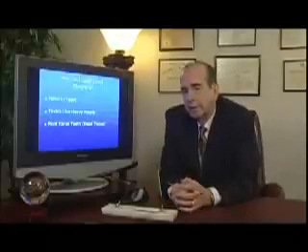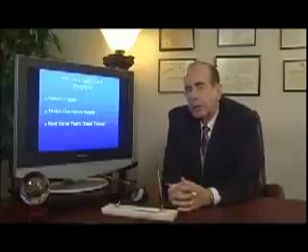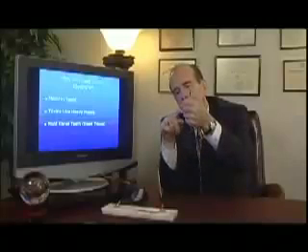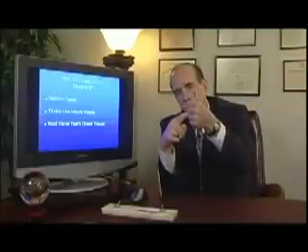So far we've discussed putting electrons into the body. We've discussed, can you store them? And now the question is, okay, if I put electrons into the body and I have good storage, how come my voltage is low? Well, it can be because your body is leaking electrons. Now, the primary way that we leak electrons is due to having metal in our teeth. If you think of a piece of copper wire that's surrounded by insulation, and you take a knife and cut through the insulation till you're down to the wire, obviously you're going to measure voltage.